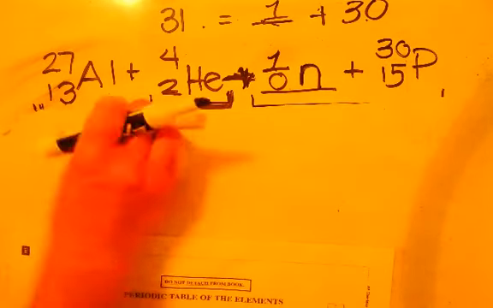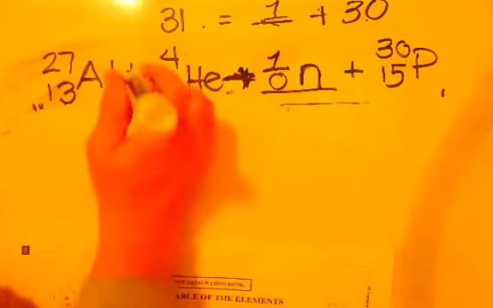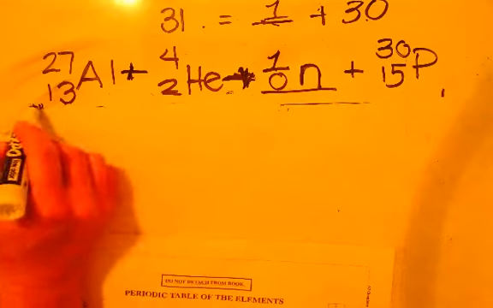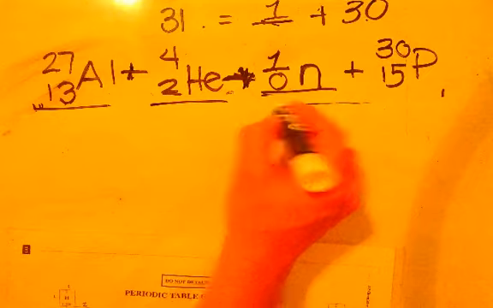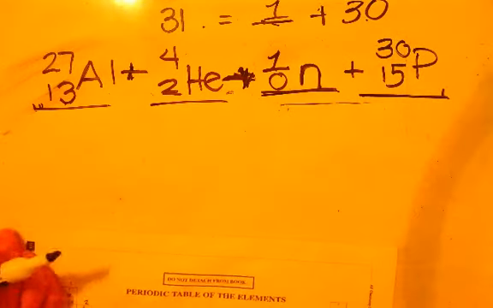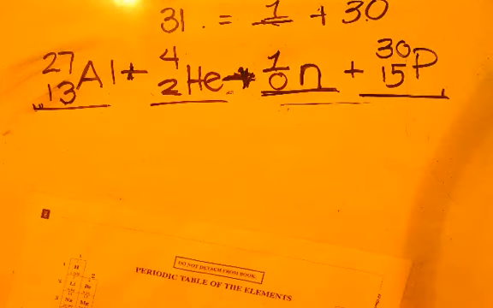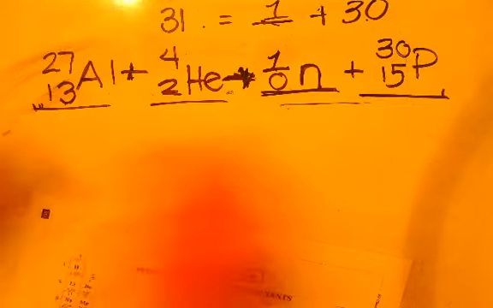Okay. So let me kind of erase all this. You can see that finished product. That's what we would have. We see an aluminum combining with an alpha particle produces a neutron and phosphorus. And now that nuclear reaction is balanced. Okay, let me know what questions you have.